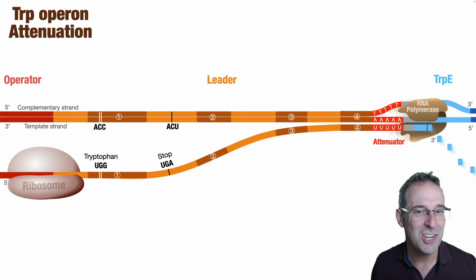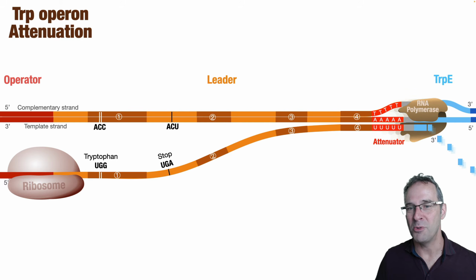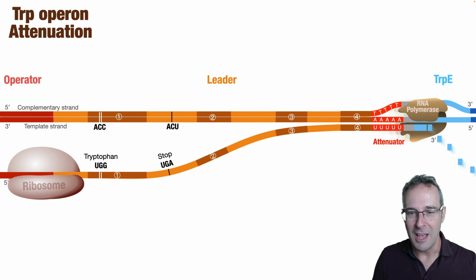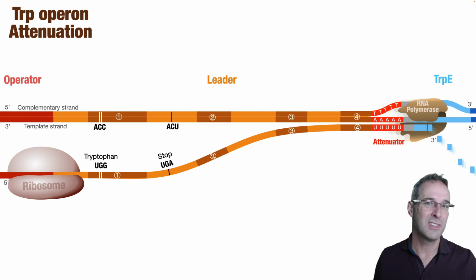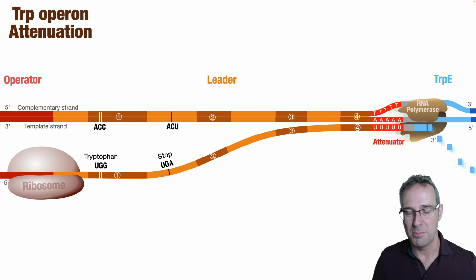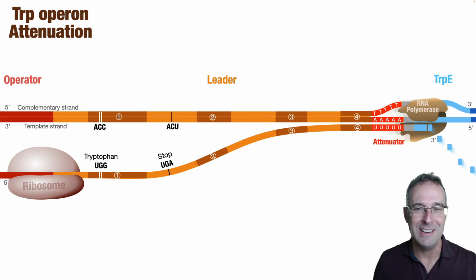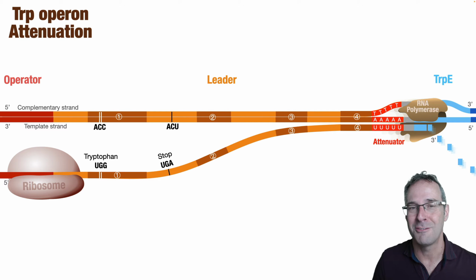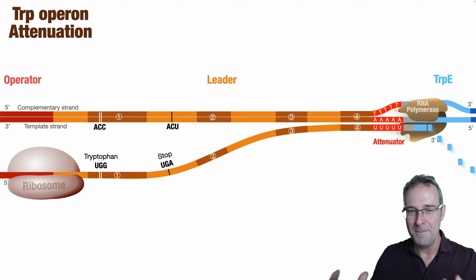It's attenuation that confuses most people. This is the second mechanism of gene regulation in the TRP operon. All right, now to understand this, we need to look at the leader region. Remember, this is the region between the operator, so to the left of the screen would be the promoter. To the right of your screen, you see the structural genes. You can see the start of TRPE, which is the first of those structural genes. And I've colored this orange bit here, orange and brown, the leader region.